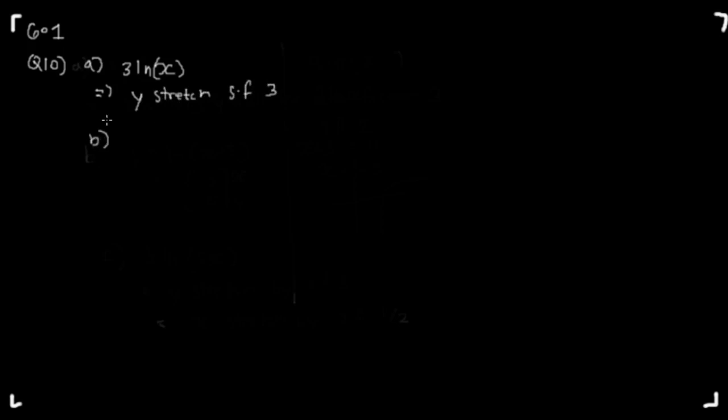Now b, let's go. B is y equals ln x plus 3, right? So we're gonna have to describe that. So we're gonna set this as 0, and then we're gonna move it to the other side, so it'd be x minus 3. So this is 0, so x plus 3 equals 0, then x equals minus 3.